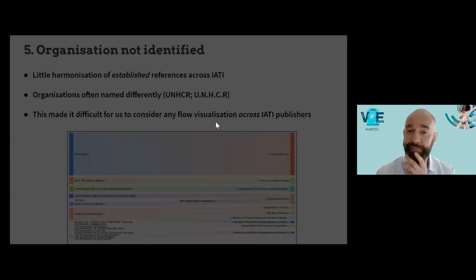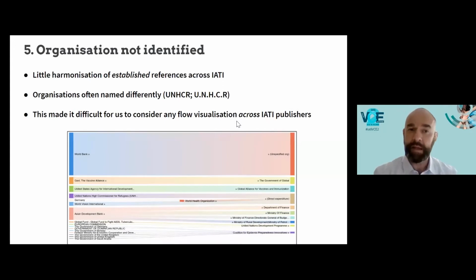The fifth and final challenge that we found in using IATI data every day that was about COVID-19 is perhaps not a new one, but this real lack of organizational consistency describing organizations in IATI data. So we would find very little use of the known references that we have for organizations, whether they're IATI publishers or multilaterals or donors. We wouldn't find real consistent use of that.